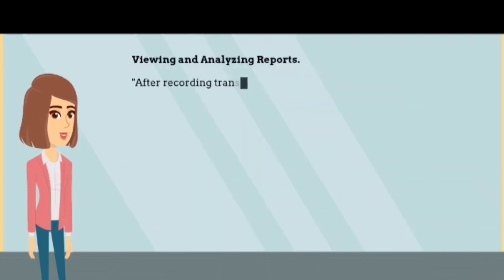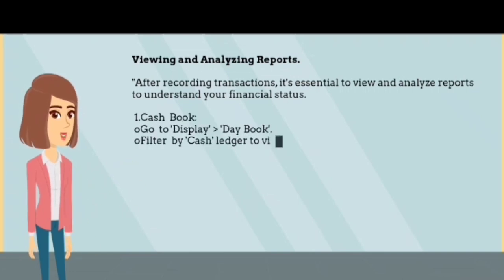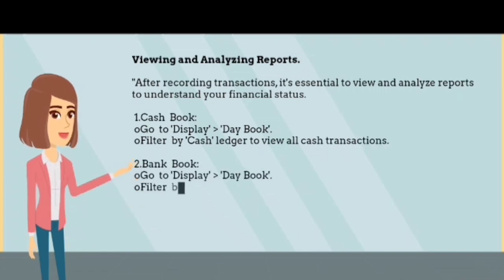Viewing and analyzing reports. After recording transactions, it's essential to view and analyze reports to understand your financial status. 1. Cash book. Go to Display, Daybook. Filter by cash ledger to view all cash transactions. 2. Bank book. Go to Display, Daybook. Filter by bank account ledger to view all bank transactions.